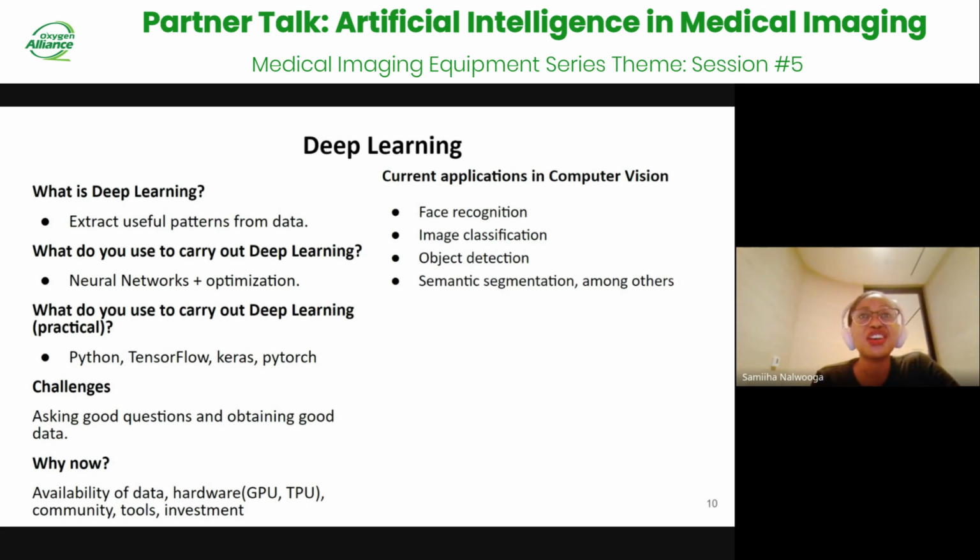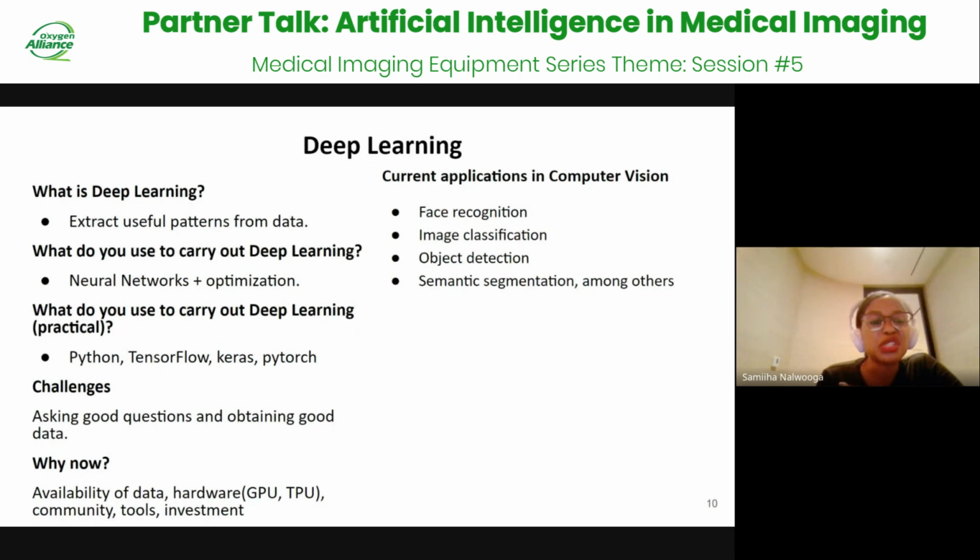So the challenges with deep learning are asking good questions and also obtaining good quality data. I'll give you an example. There was a time we were working on a project where we wanted to use AI to diagnose if someone was susceptible to having a particular cancer or not, but getting good quality images was a problem. But remember, with these algorithms, if you give them good images or good data, they'll give you good results. So garbage in, garbage out, that's the kind of mechanism they work with.